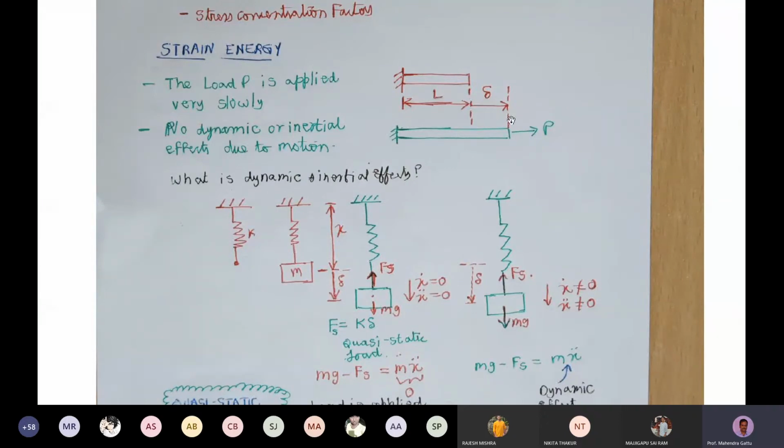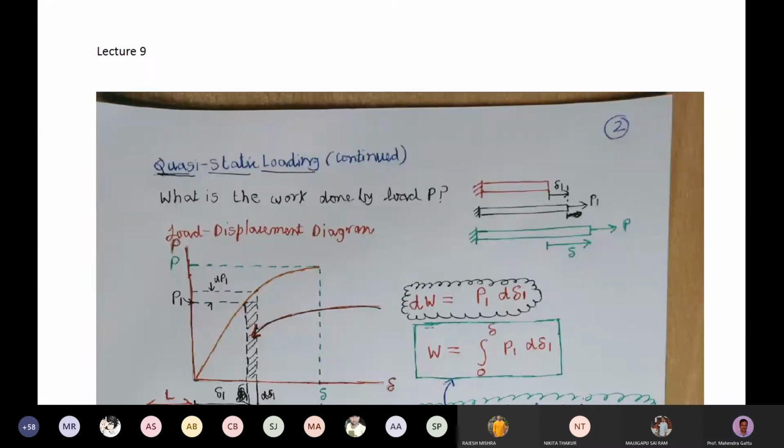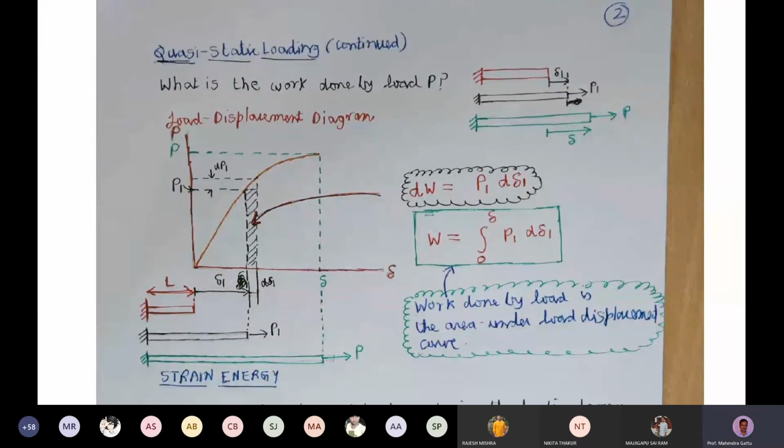This continues until the final load P is reached and the final elongation delta occurs, and there is no velocity. There is no motion of the particles, or it is not considered. There is no acceleration of the individual mass units, so we are neglecting the mass term here. So we simply have a quasi-static loading scenario. For this scenario, we will calculate what is the work done by this load P.